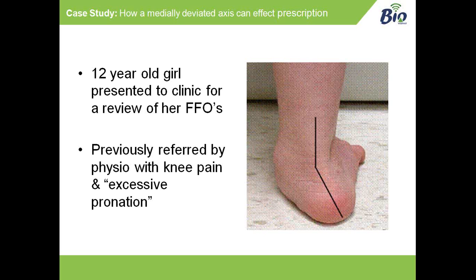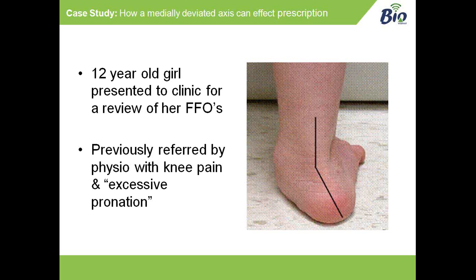I'd actually seen her at a review appointment, so one of my colleagues had seen her previously, and she'd originally been referred with knee pain and good old excessive pronation. So my colleague had prescribed her functional foot orthoses, because 10 years ago, there was hardly anything on the market off the shelf for children's devices, let alone very excessively pronated, so she's been casted straight away.